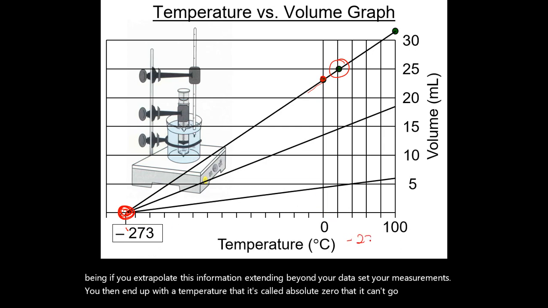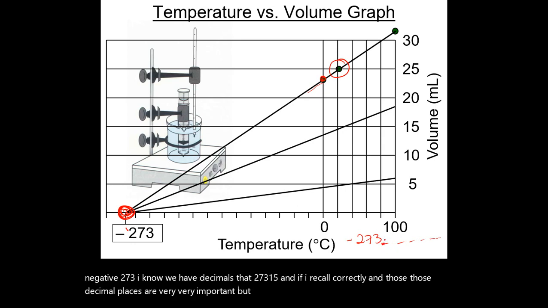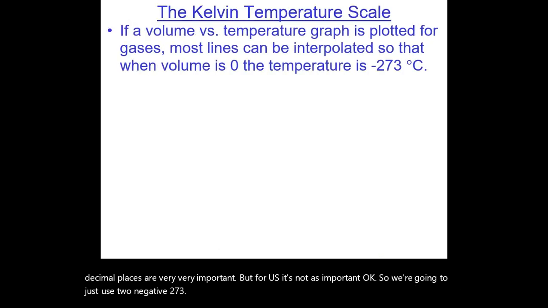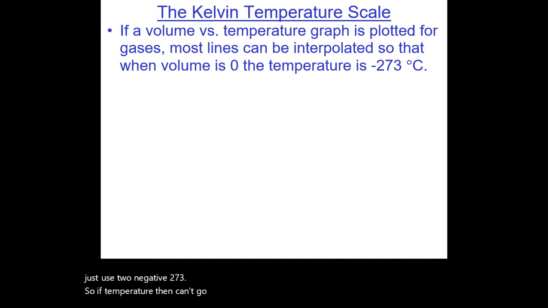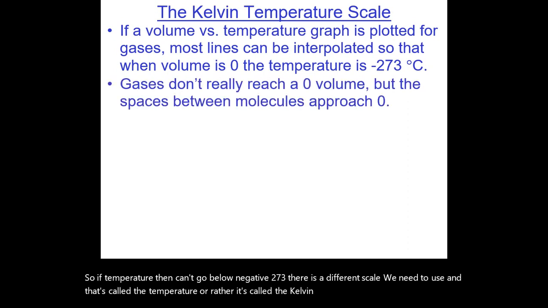It's negative 273. I know we have decimals, 273.15, if I recall correctly, and those decimal places are very important, but for us it's not as important. Okay, so we're going to just use negative 273. So if temperature can't go below -273, there is a different scale we need to use, and that's called the Kelvin temperature scale. Now, you don't say degrees Kelvin, you just say Kelvin, right?